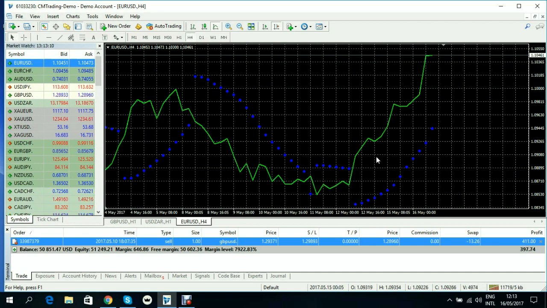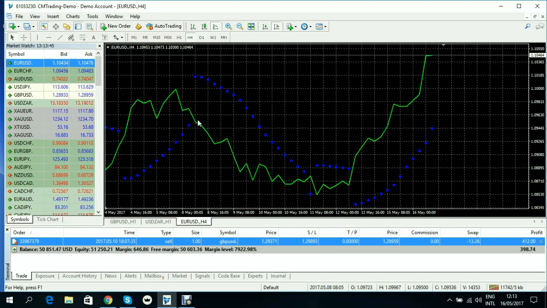So that is for the buy signal. Then for a sell, when the dots get kicked from bottom to top, immediately the dot appears here above the trend, then you enter a sell.